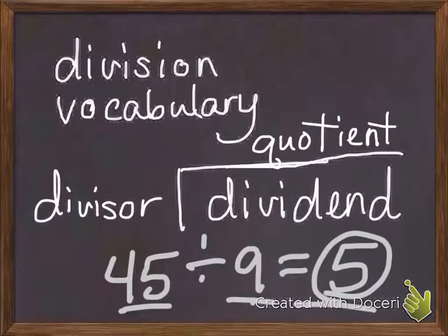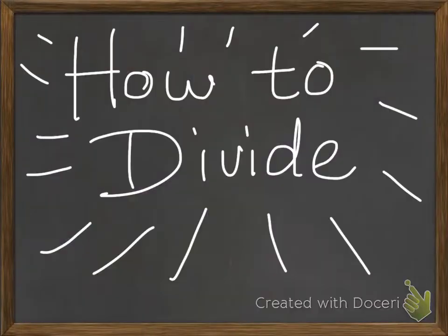Our last vocabulary word for today is quotient. A quotient is the answer to a division problem. So in this one, 45 divided by 9 equals 5. 5 is the quotient, 45 is the dividend, and 9 is the divisor.